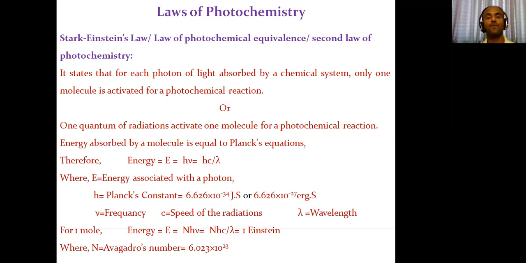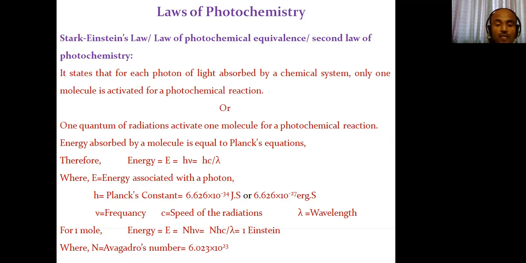The second law of photochemistry is also known as Stark-Einstein law or law of photochemical equivalence. This is a quantitative law. This law gives quantitative information. It states that for each photon of light absorbed by a chemical system, only one molecule is activated for a photochemical reaction, or one quantum of radiation activates one molecule for a photochemical reaction, and the energy absorbed by the molecule is equal to Planck's equation.